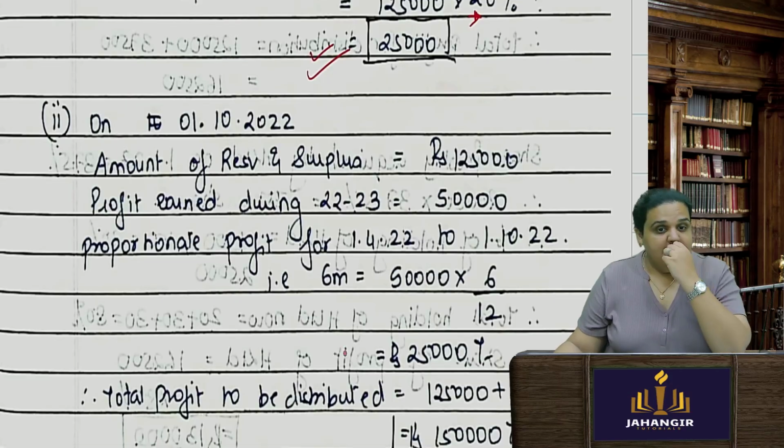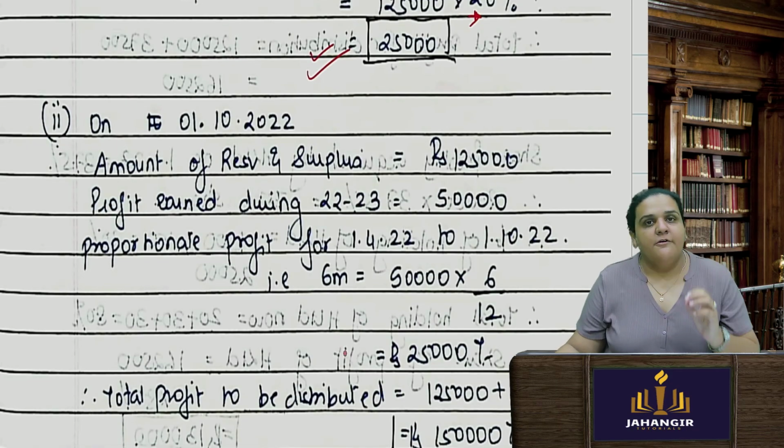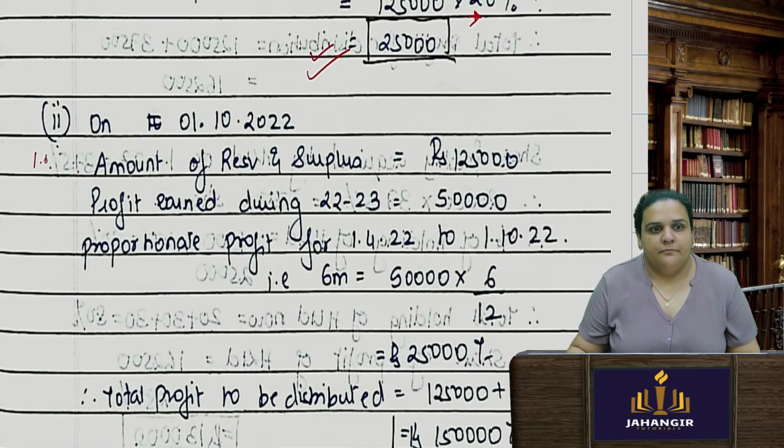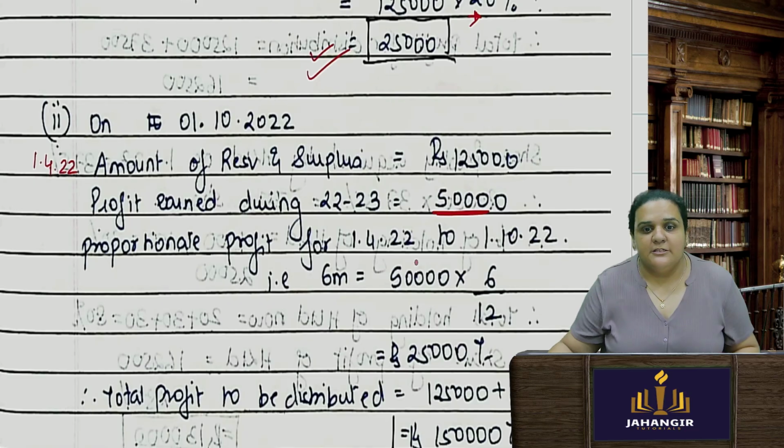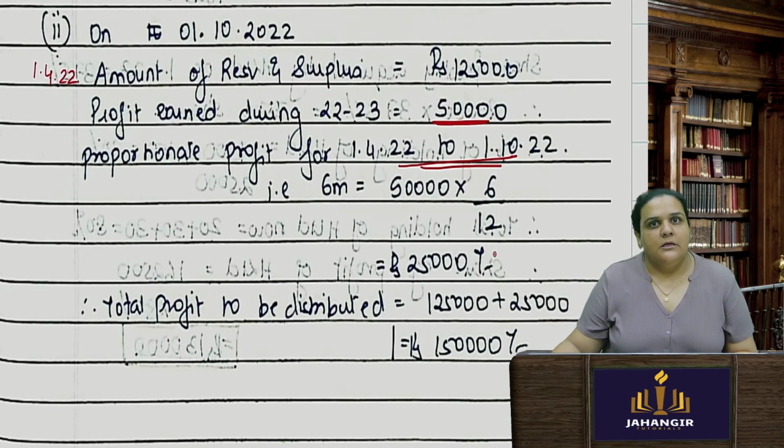Next, on 1st of October 22, amount of reserves and surplus on 1st April, it was 1,25,000. Profit earned during the year was 50,000 spread evenly throughout the year. So from 1st April to 1st October, how much will be the profit? 50,000 into 6 divided by 12. Why? Because it is 6 months. April to September end. April, May, June, July, August and September.